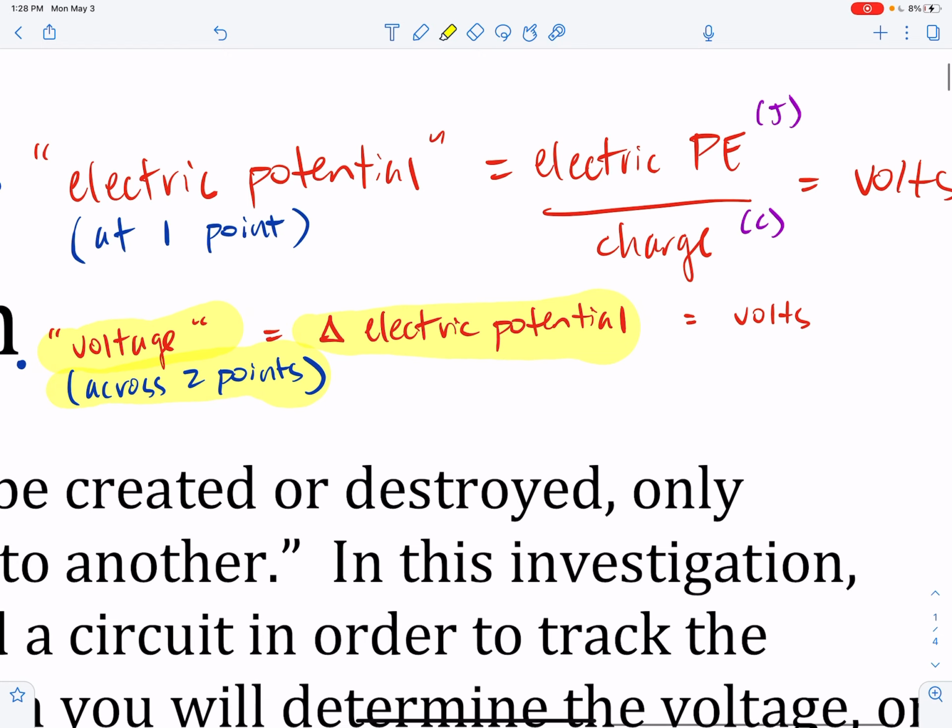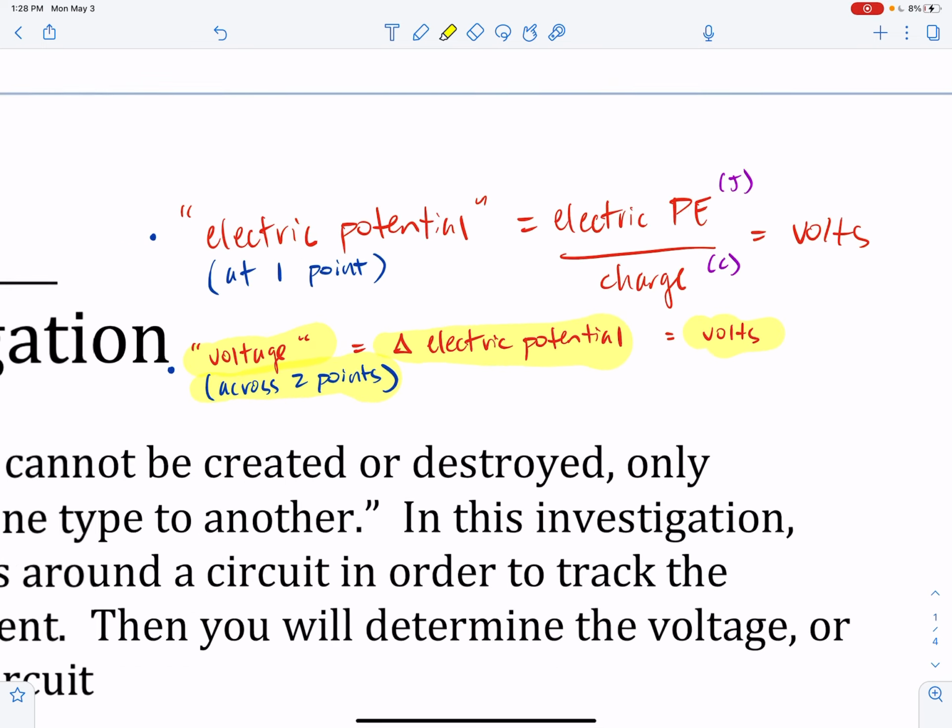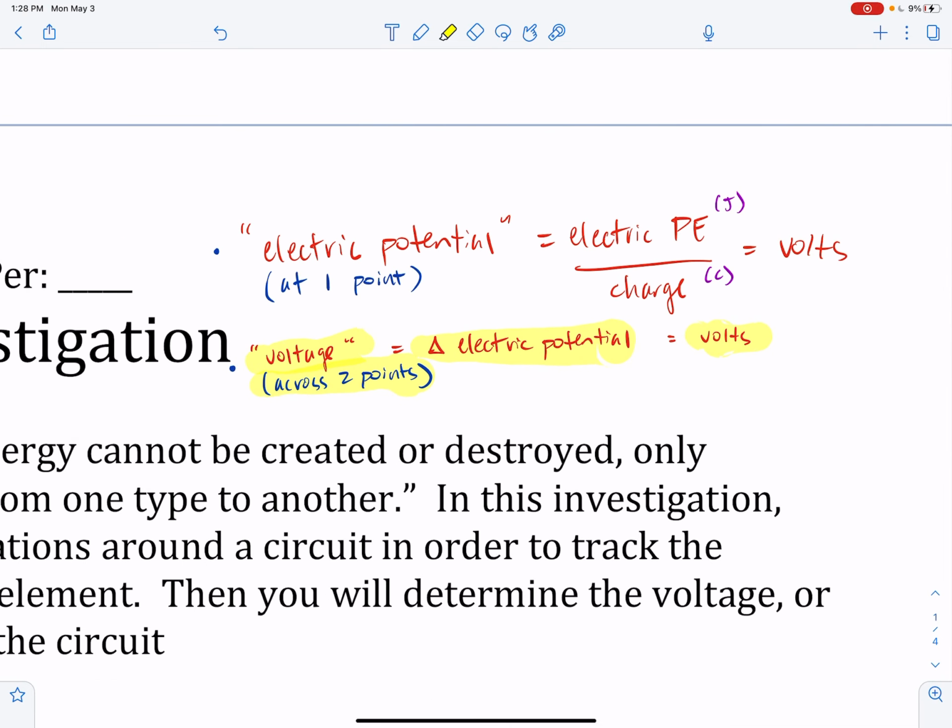It is also measured, however, in volts. Just like momentum or energy is measured in joules, but then change in energy would also be measured in joules. So electric potential is at 1 point, but voltage is the change in electric potential across 2 points. That should be a helpful clarification to you.